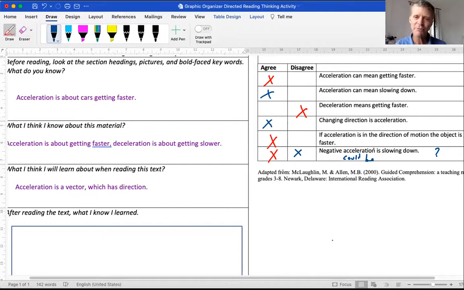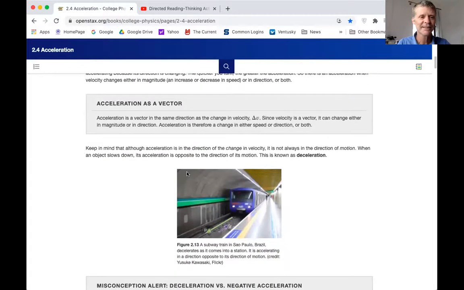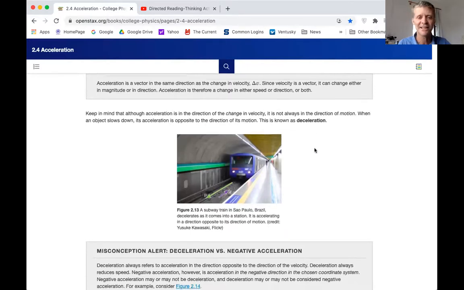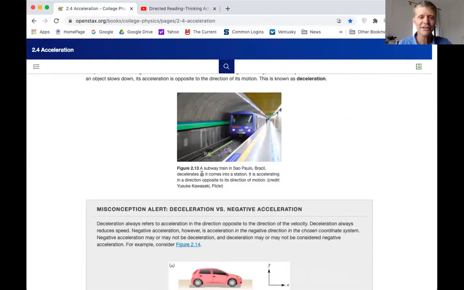And so this is what we see after we are reading. Let's go back and finish up looking at the diagram at the end, which is a very important thing to look at. It says, keep in mind that although acceleration is in the direction of the change of velocity, it is not always in the direction of motion. When an object slows down, its acceleration is opposite to the direction of its motion. This is known as deceleration. So again, another image, a subway train in Sao Paulo, Brazil, decelerates as it comes to a station. It is accelerating in the direction opposite the direction of motion.